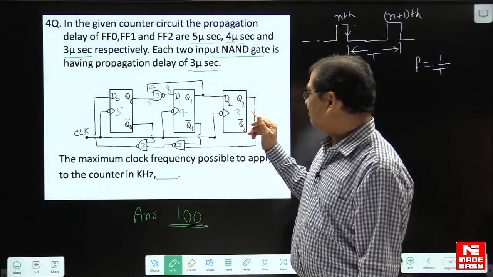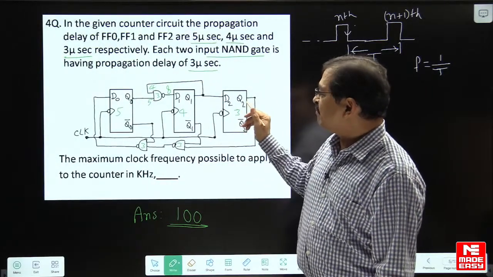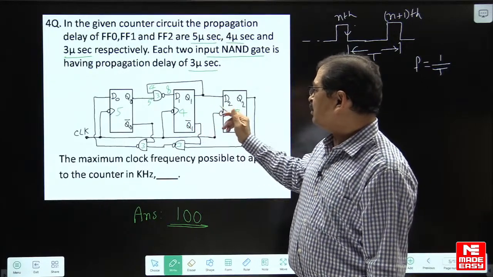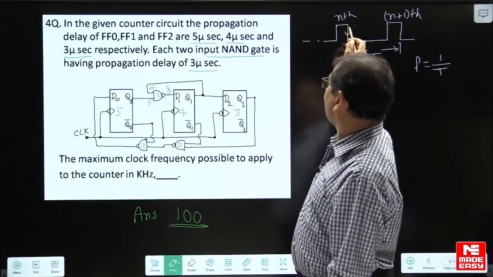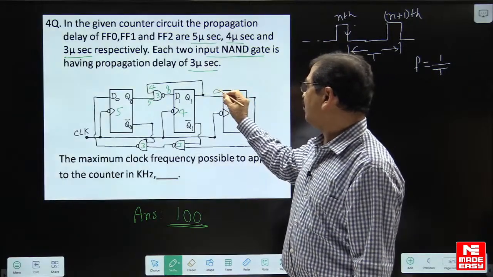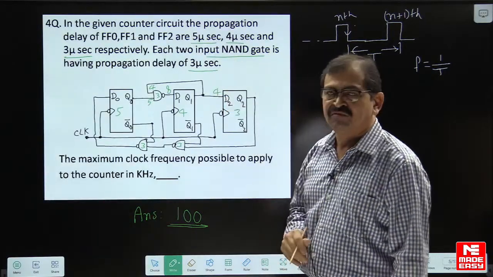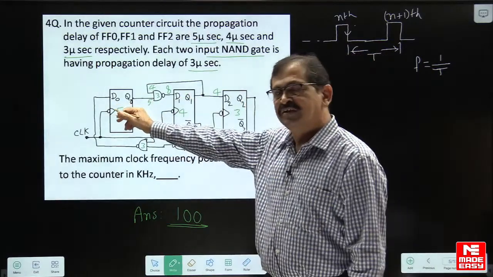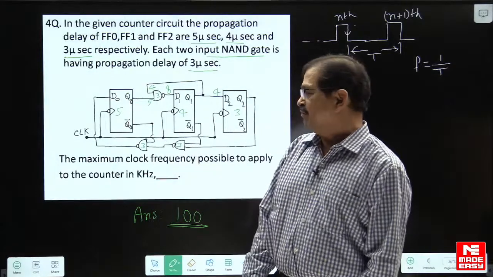Coming to the flip-flop 2 input. Flip-flop 2 input is coming directly from the flip-flop 1 output, so flip-flop 2 input is available after this nth clock pulse just after 4 microseconds. Now we need to extend similar work to find at what time the flip-flop 0 input is available.